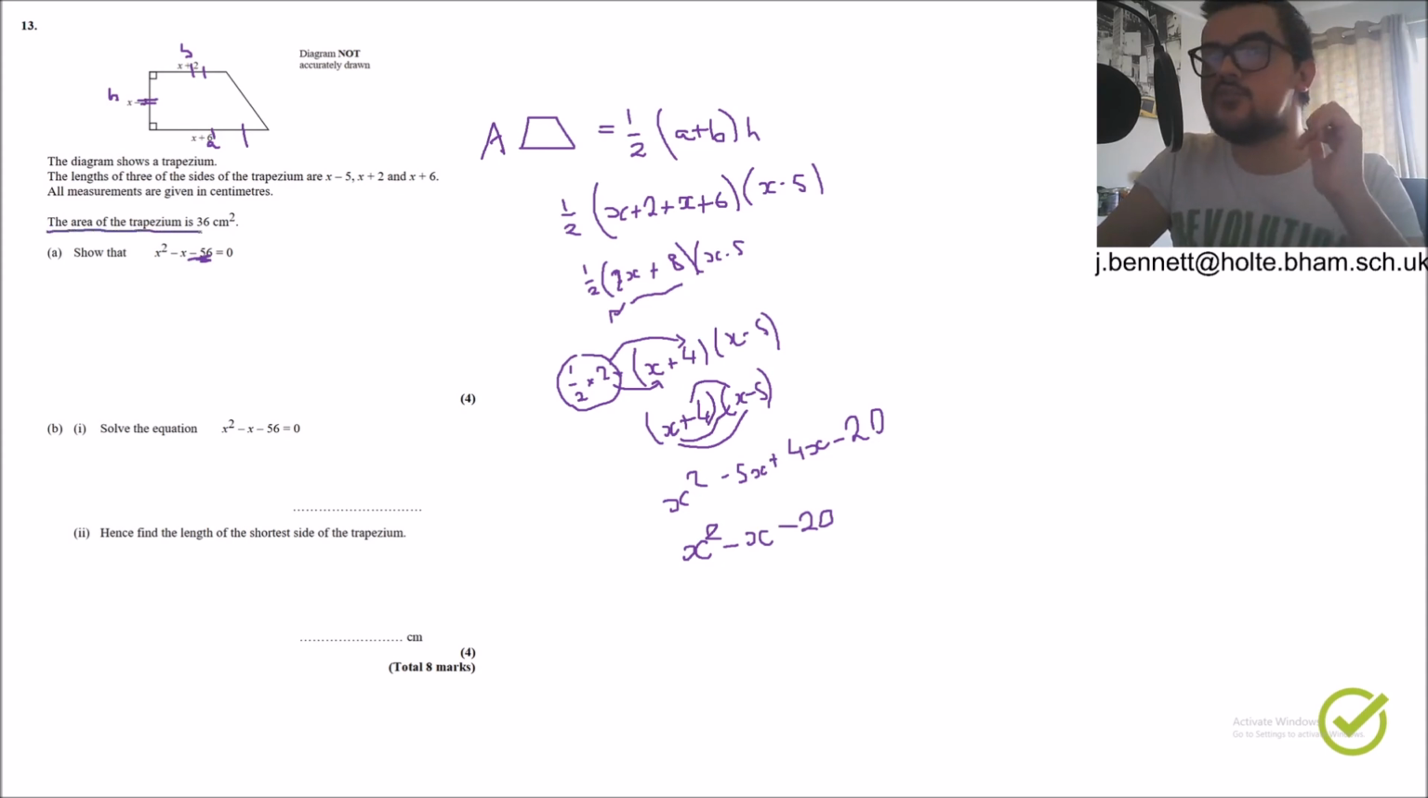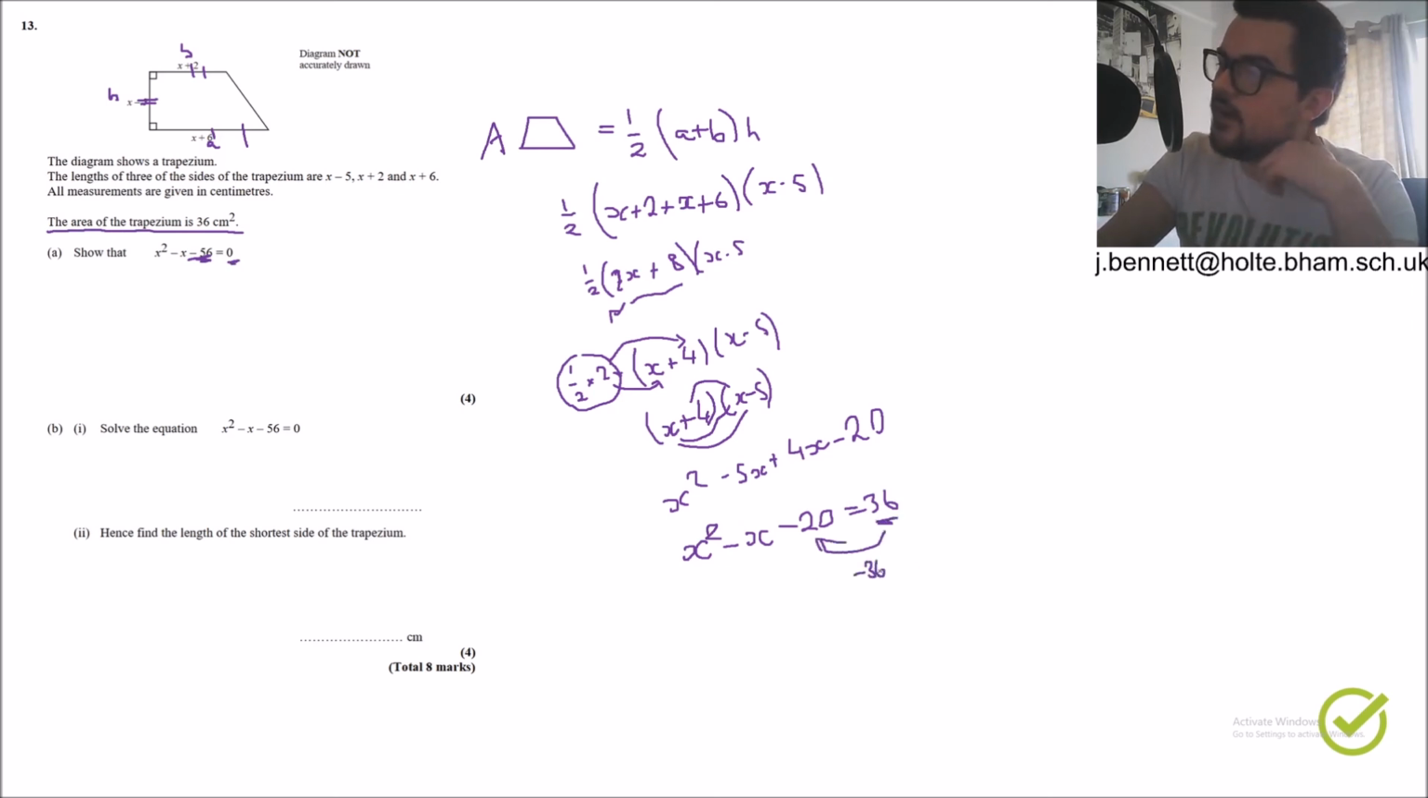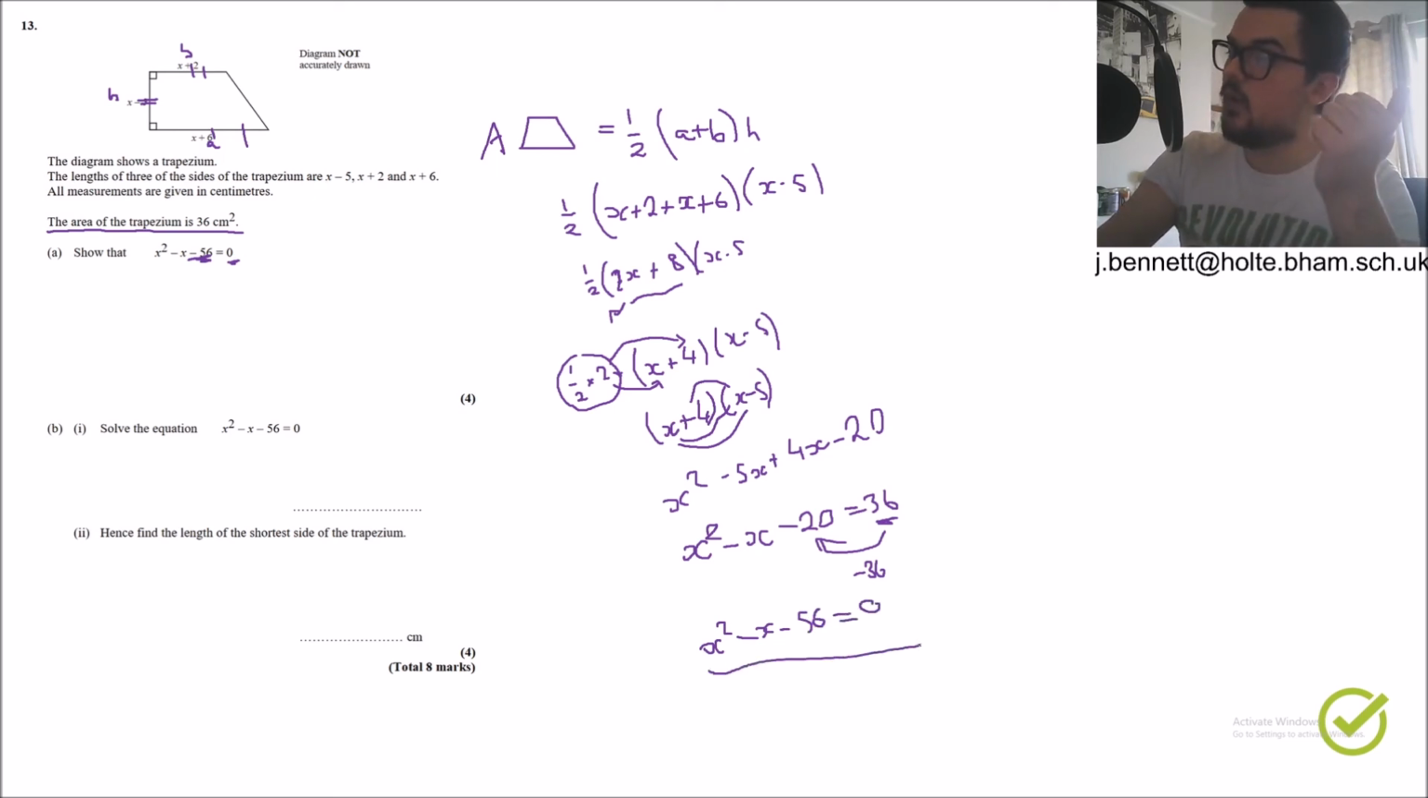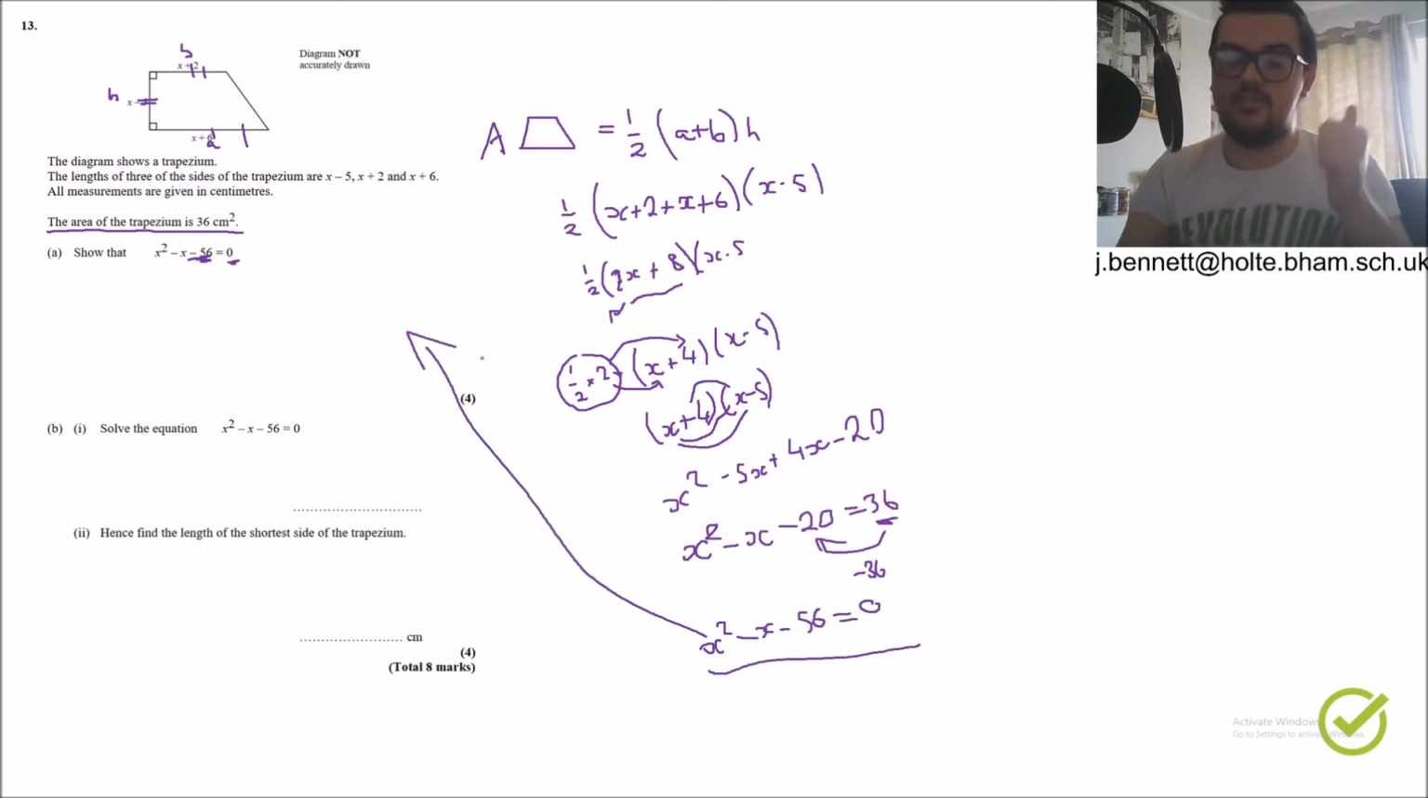The area of the trapezium is 36. So we equate this to 36. And now we just take 36 off both sides, because the right hand side is 0 and we want this to be 0. Minus 20 minus 36 is minus 56, and 36 minus 36 is just 0. So now we have our thing, and that's our proof. And there is 4 whole marks. What a world, right?